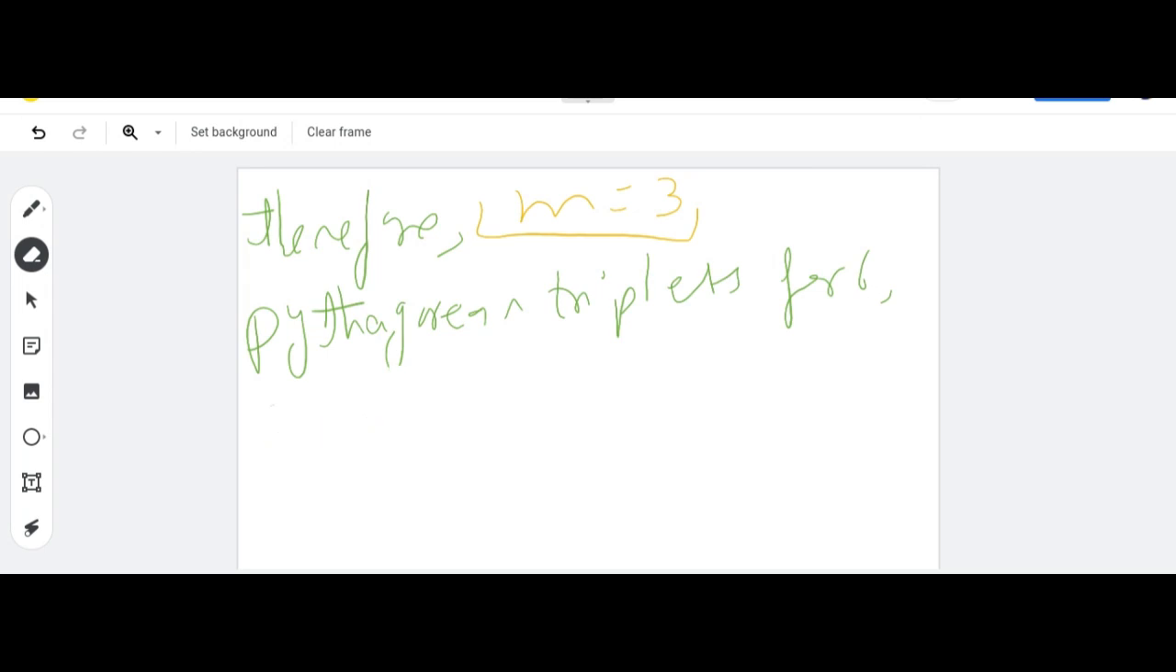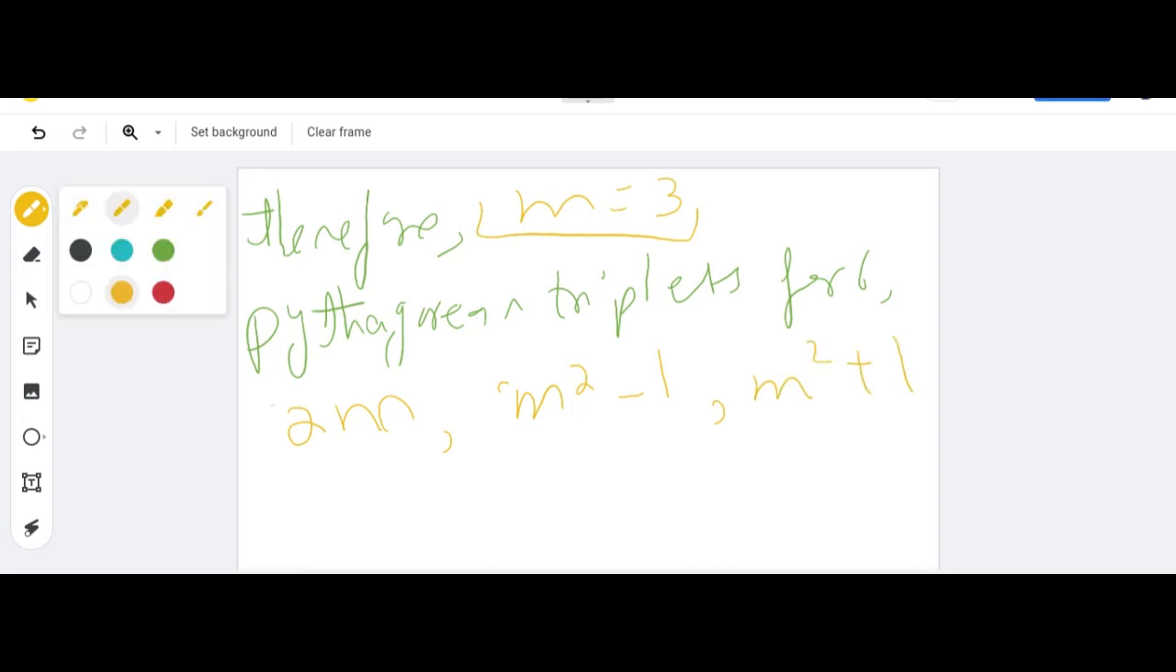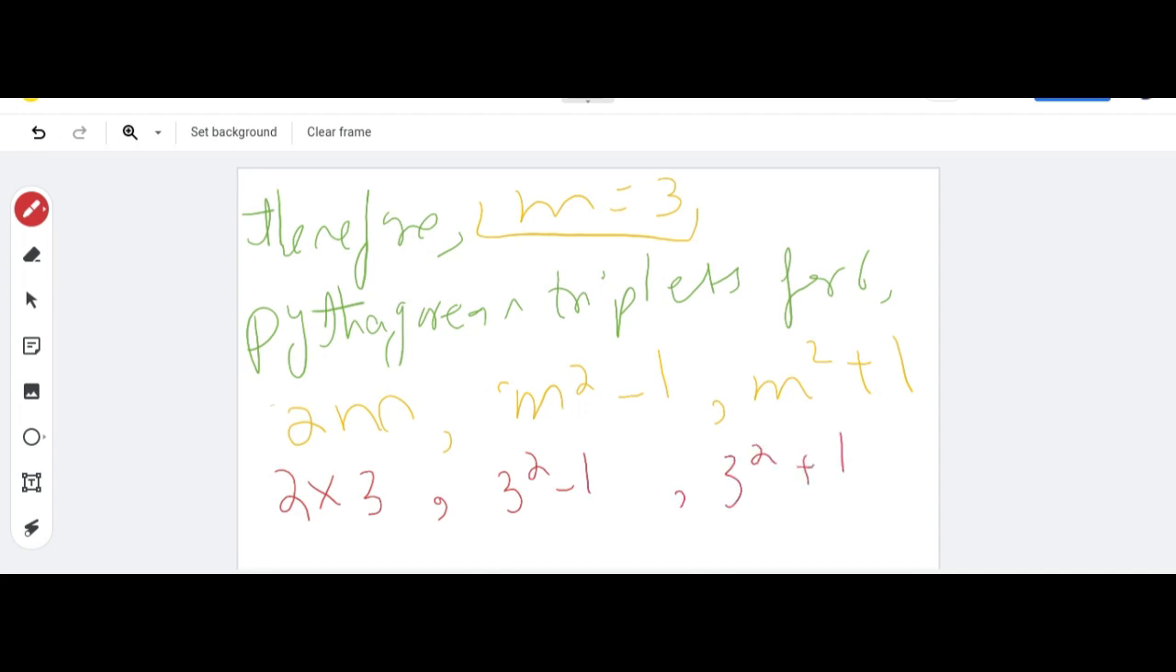Like 2m, m square minus 1, m square plus 1. Here I will get my triplet of 6. Now I will put the value 2 multiplied by 3 and then 3 square minus 1 and then 3 square plus 1. 2 3s are 6. Now 3 square is 9 minus 1, 8, and then 3 square 9 plus 1 gives 10.